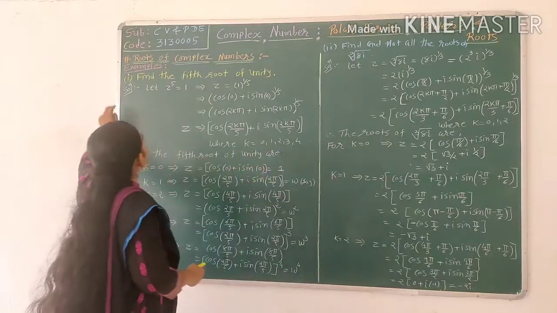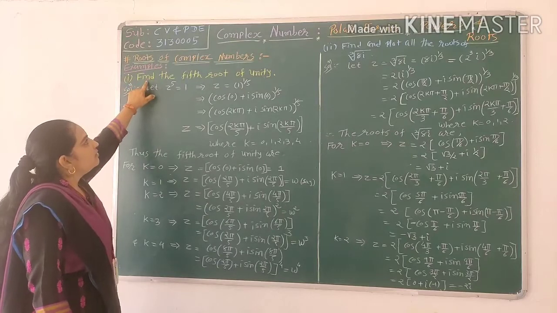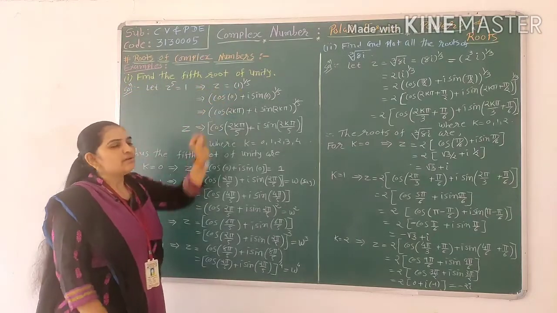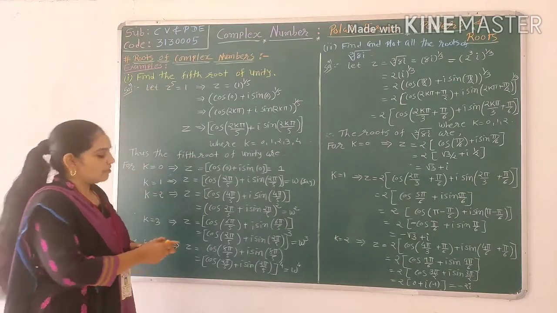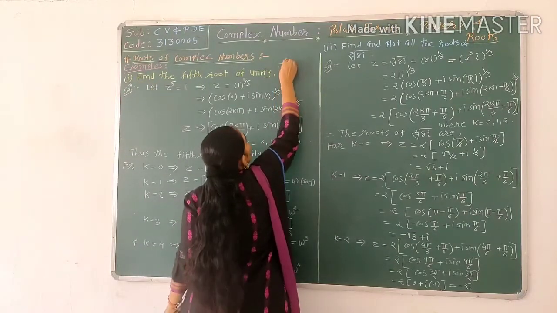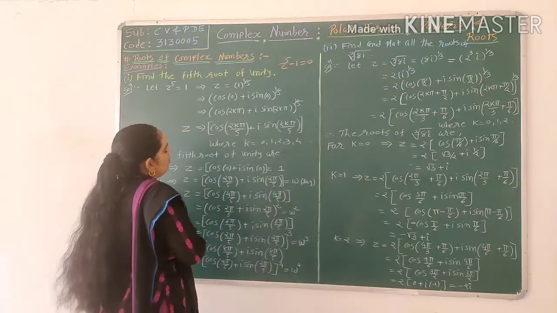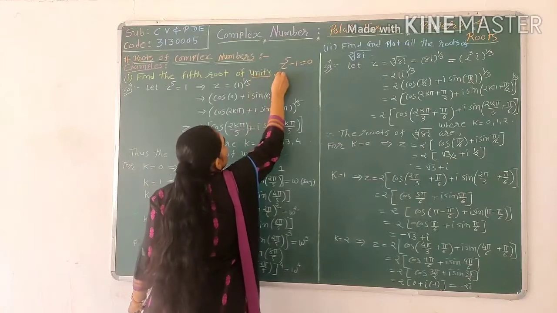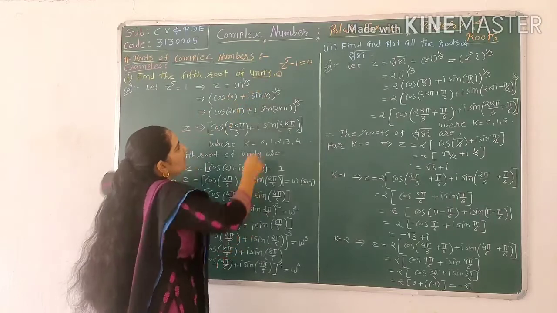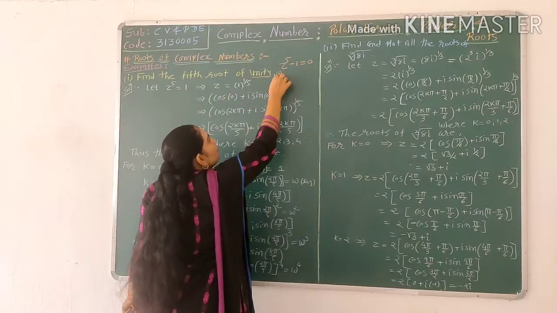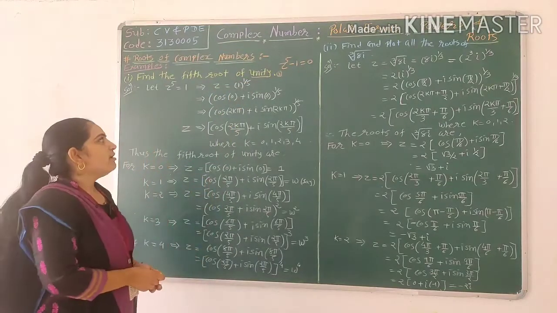Now, an example of roots of a complex number. First, find the fifth root of unity. Otherwise, find the roots of the equation z raised to 5 minus 1 equal to 0. Now, we know that unity means 1. Now, we have to find the fifth root of unity. That means we have to find the fifth root of 1. That means z is equal to 1 raised to 1 by 5.